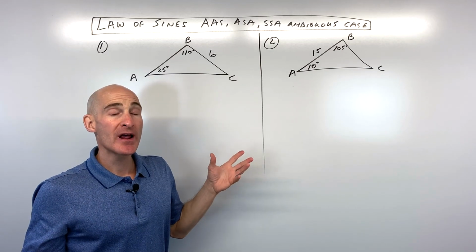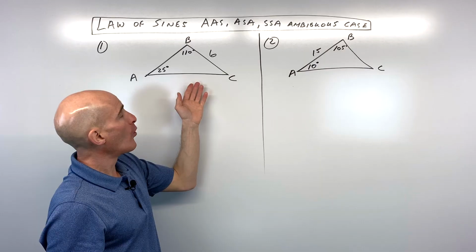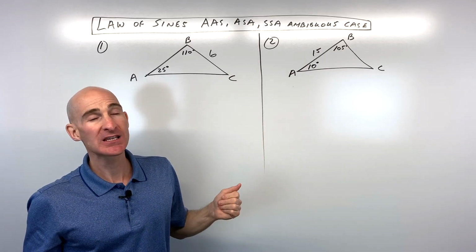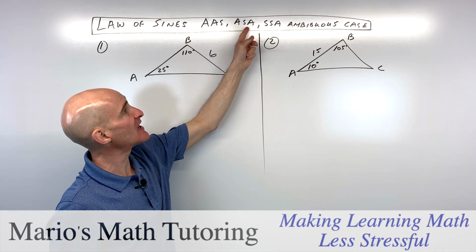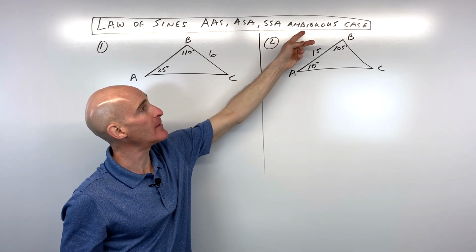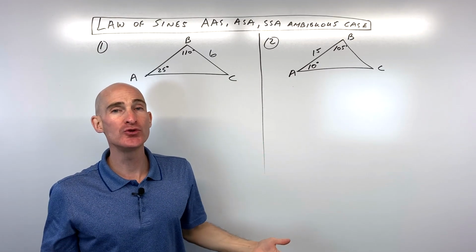In this video, you're going to learn how to use the law of sines to solve triangles, and we're going to determine whether there's one triangle, two triangles, or no triangles possible by going through some of these different cases here: the angle-side case, the angle-side-angle case, and the side-side-angle ambiguous case, where you could potentially have no triangle, one triangle, or even two triangles.